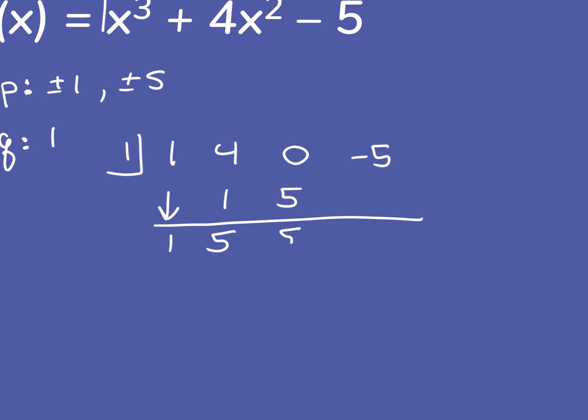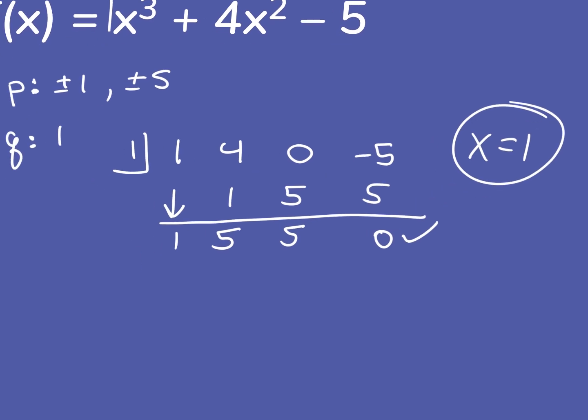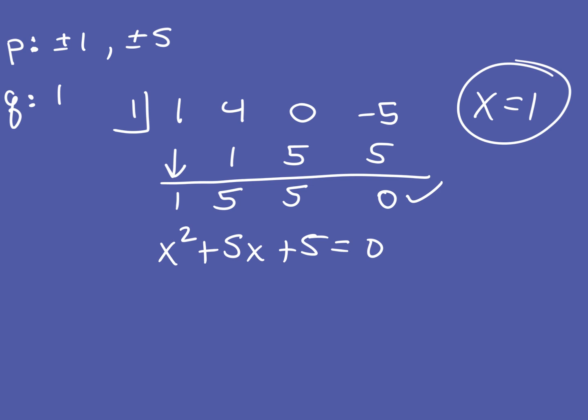0 plus 5 is 5. 5 times 1 is 5. -5 and 5 is 0. So what'd you guys just prove to me? 1 works. x equals 1. That's one of my zeros. So what is left over? x squared plus 5x plus 5 equals 0. I have a quadratic. So we hope at this point that this factors. If it doesn't, what do we use? Quadratic formula, okay? Are there factors of 5 that'll multiply to give you 5 and add to give you 5?